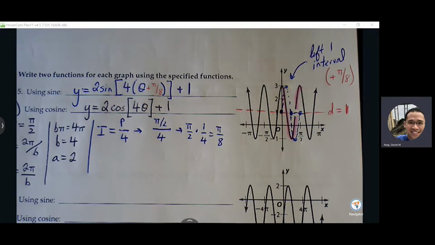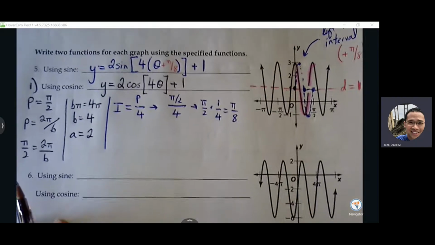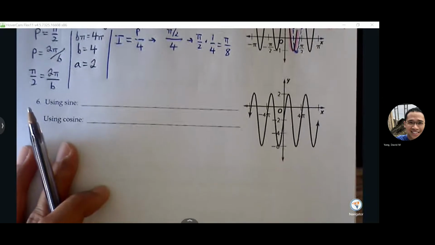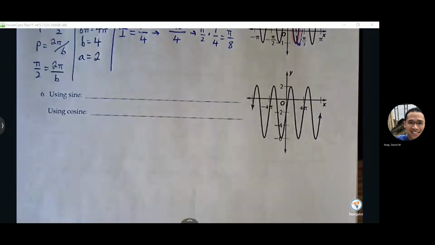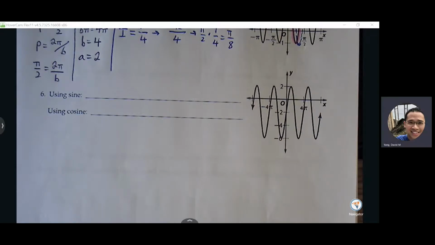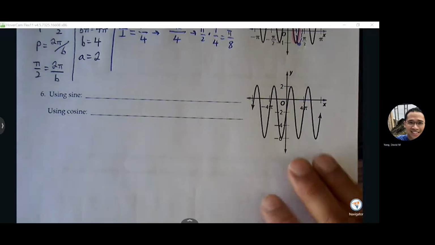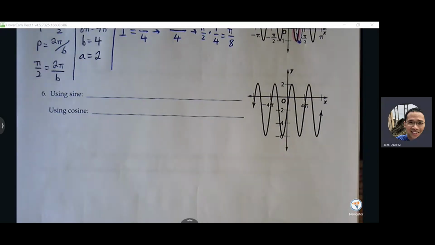Okay, so let's try number 6. See if we can work through this one. I think something that helps with this problem is trying to figure out where that d value is. Where's the center of this graph? Can you tell? -2.